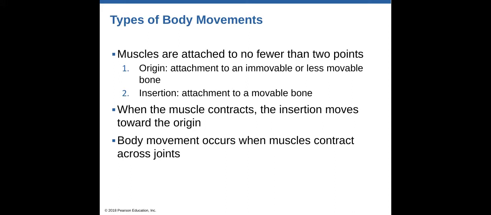Some types of body movement. Muscles are attached to no more than two points. They call these the origin and insertion. An origin is an attachment to a bone that doesn't move, or is less movable. And insertion means it's an attachment to a movable bone. When the muscle contracts, the insertion moves toward the origin. And body movement occurs when muscles contract across joints.